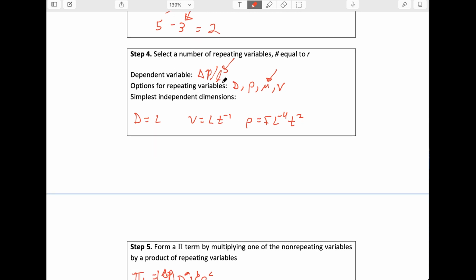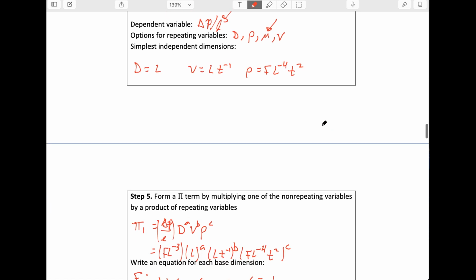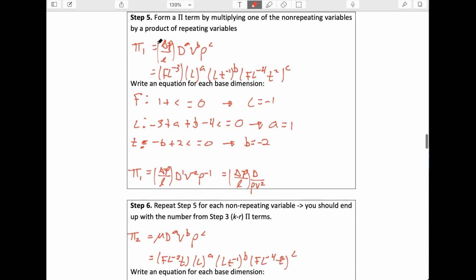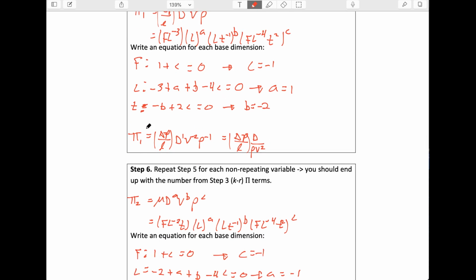So all of these were potential candidates. We picked D, V, and rho. Each one of them brings one more base dimension with it. So this one brought length, this one brought time, this one brought force. But they're all independent of each other. In other words, you couldn't use two different velocities and make this work. Then what we do is we take our non-repeating variables, the delta P over L and the viscosity, and we multiply them by our repeating variables to some power. And then we just solve for those powers so that the whole cluster becomes dimensionless.